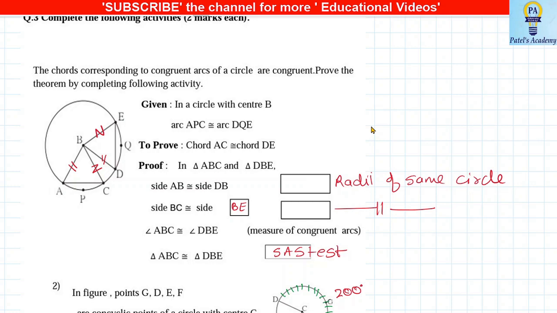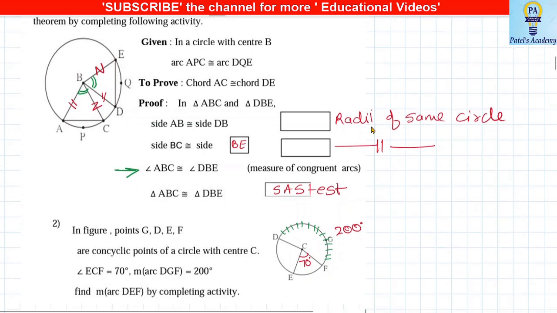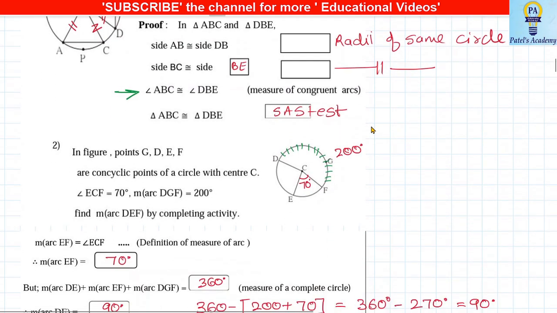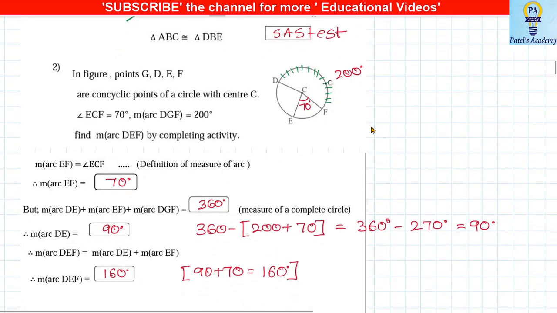And angle B, I'll do that marking in the figure, students. Angle B over here is equal to this angle B. Okay, and obviously we are writing here in 3 letters. So we can say that the two triangles are congruent by SAS test. Okay, a simple sum.